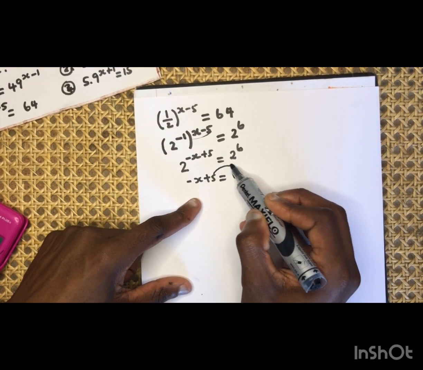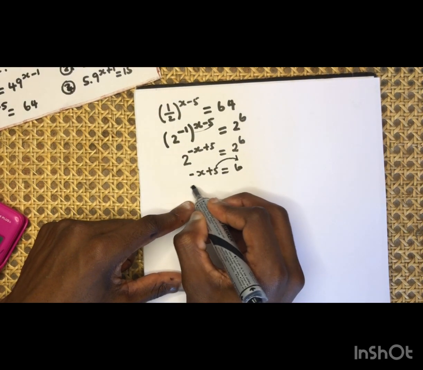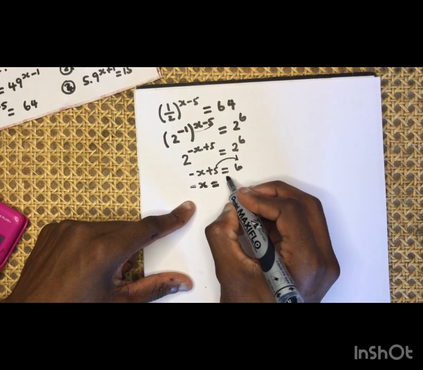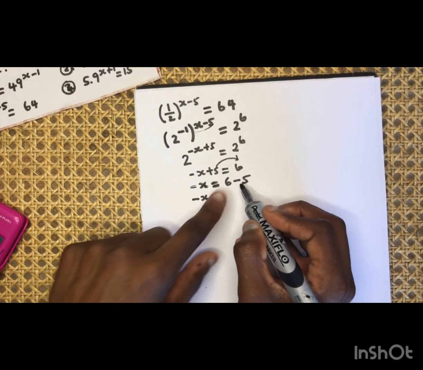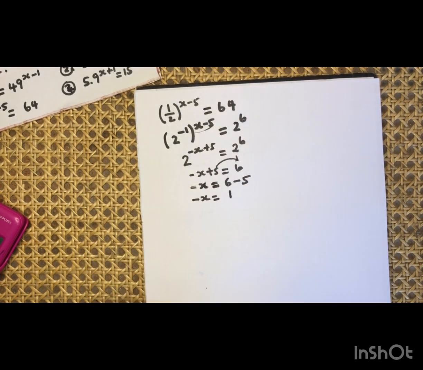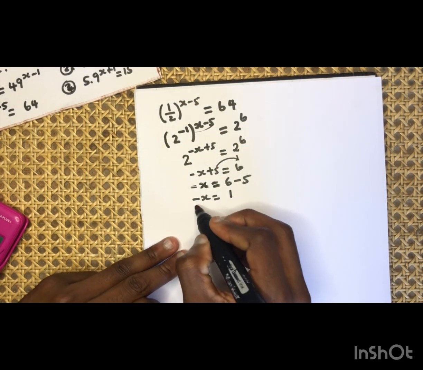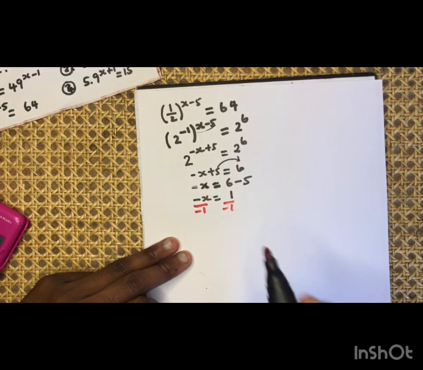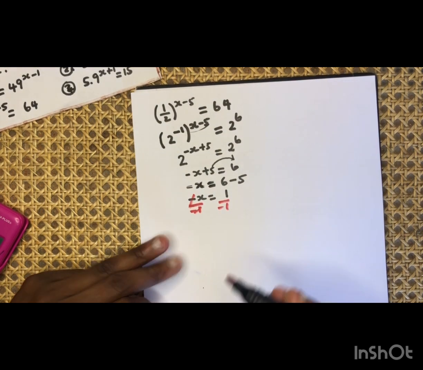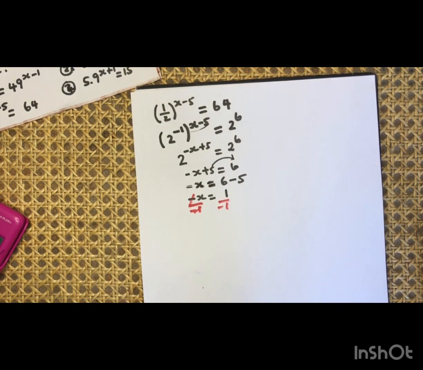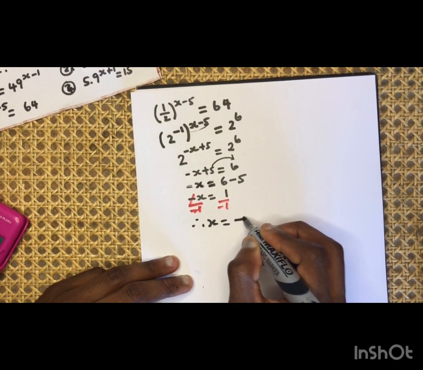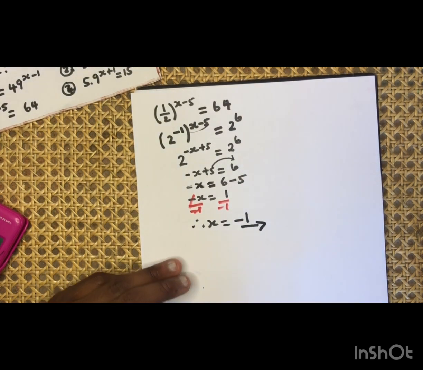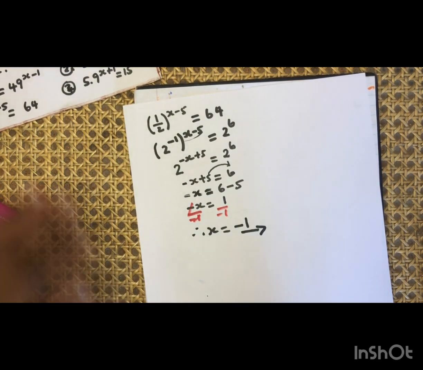Now it's simple, just transpose 5 to this side. So you're going to have negative x equals 6 minus 5, which gives you 1. Now, you were looking for x, not negative x, so you have to divide by negative 1 on both sides. This negative 1 will cancel this negative. A positive divided by a negative will always give us a negative. Now we can conclude that our x is negative 1. That's your solution. You can verify your answer, guys.